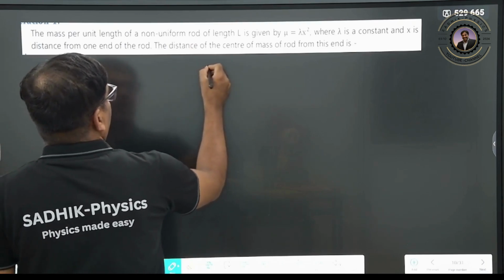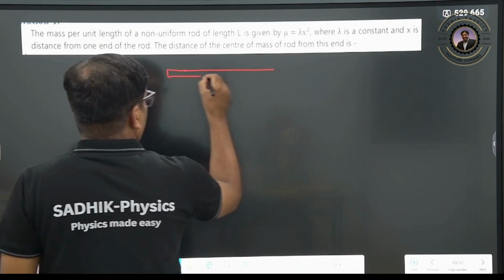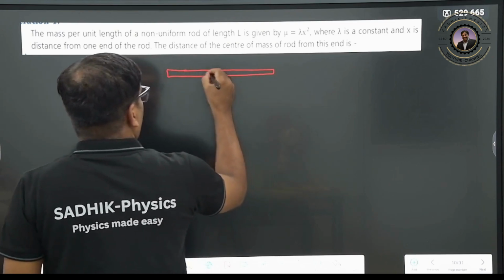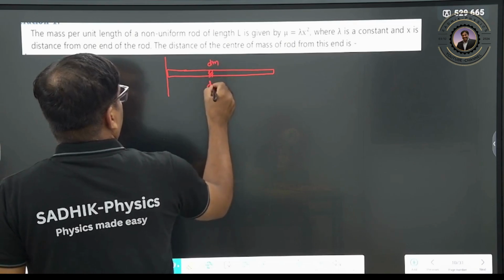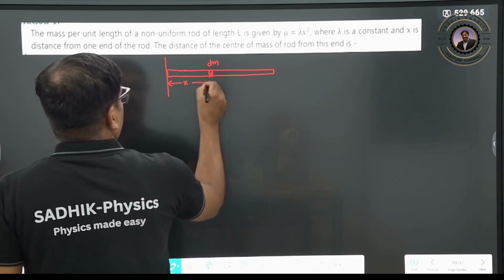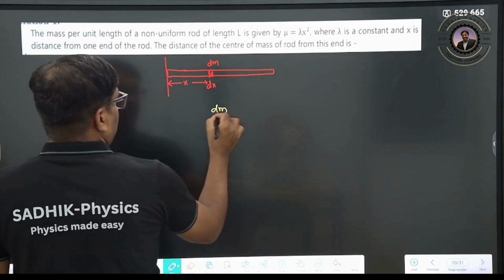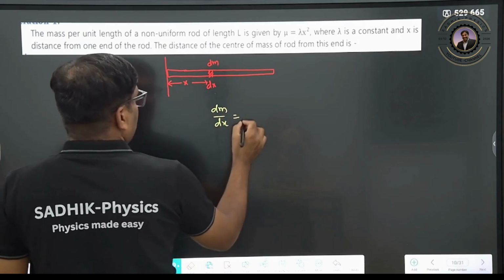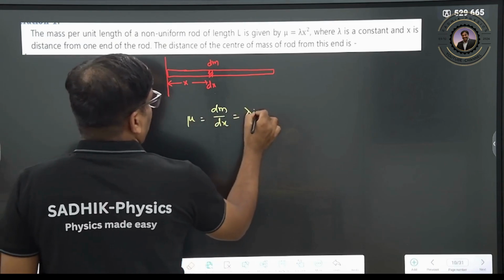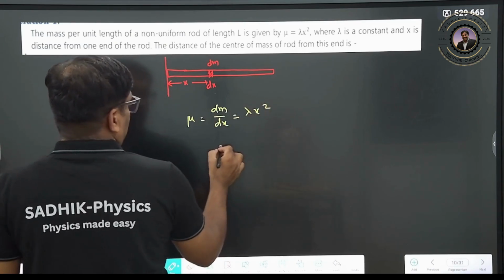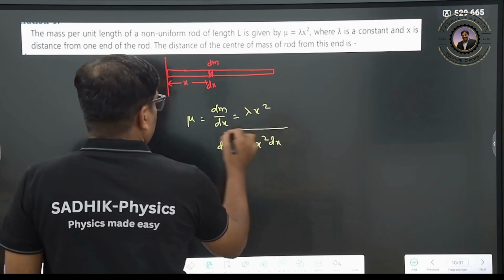Here you can take it as one rod. You have to take one small element, so here a small amount dm over dx at a distance x. Clear? So here dm by dx is equal to mu, the linear mass density, that is lambda into x square. Lambda is constant. So dm is equal to lambda into x square into dx.